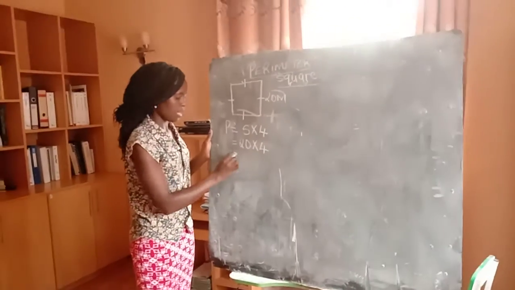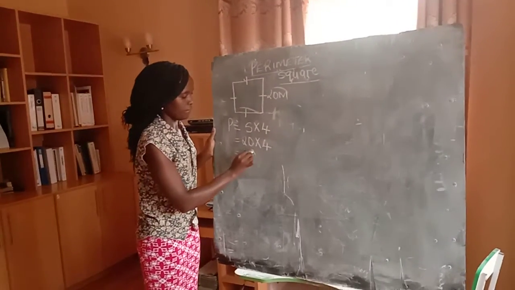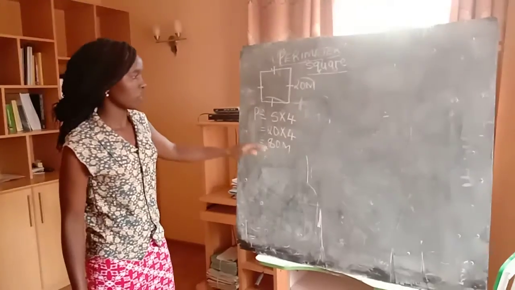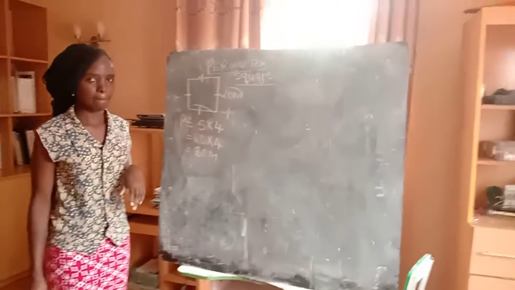20 times 4, I'm going to get 80 meters. So this is one way of doing it when you're using the formula.